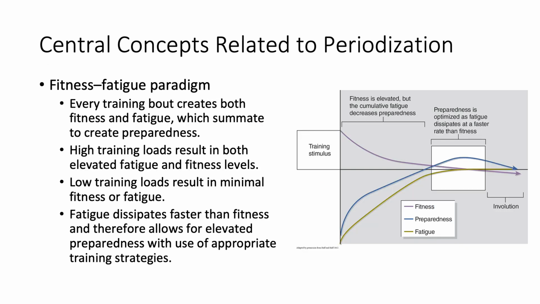The fitness fatigue paradigm partially explains the relationships among fitness, fatigue, and preparedness. Every training bout, session, or cycle creates both fatigue and fitness after effects, which summate to create a state of preparedness. Training at high loads results in both increased fitness level, but also an increase in fatigue. When training at low loads, there is little fatigue occurring and minimal fitness occurring as well. Fatigue dissipates at a faster rate than fitness, which allows preparedness to increase if appropriate training strategies are utilized. Therefore, it is crucial when designing training interventions that the actual sequential pattern be considered in the context of how the training intervention is structured.